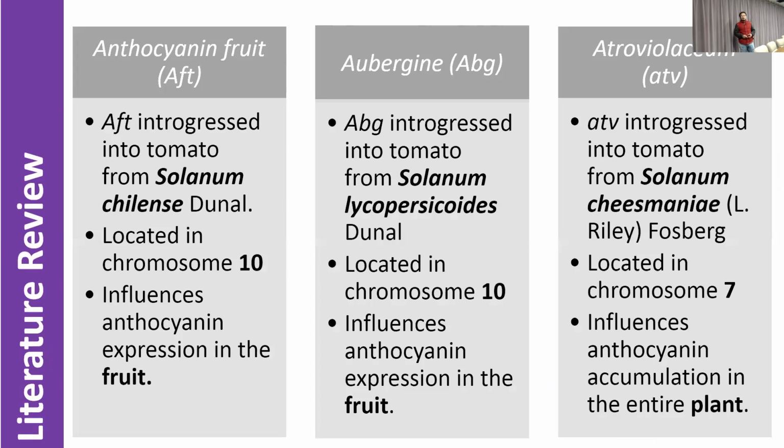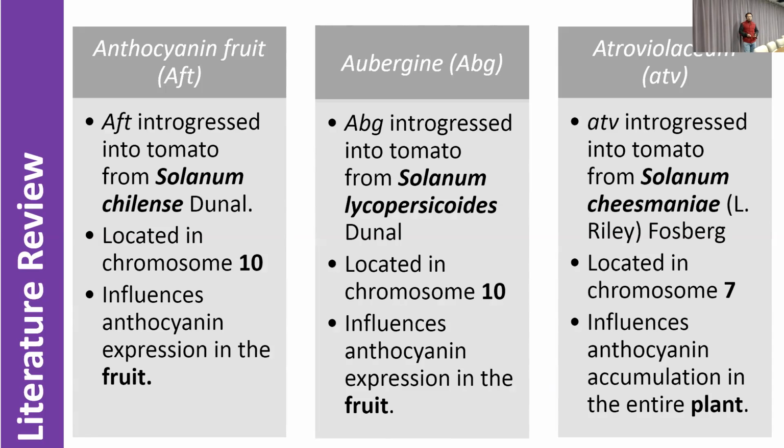So now let's go with the literature review regarding the anthocyanins in tomatoes. Till now, only 3 genes have been found responsible for the synthesis of anthocyanin in tomato. They are anthocyanin fruit, aubergine, and atroviolaceum. The first 2 genes are on chromosome 10 and the 3rd gene is on chromosome 7. The first 2 genes are responsible for expressing anthocyanin in fruit, whereas the last one, atroviolaceum, is responsible for expressing anthocyanin in the whole plant.